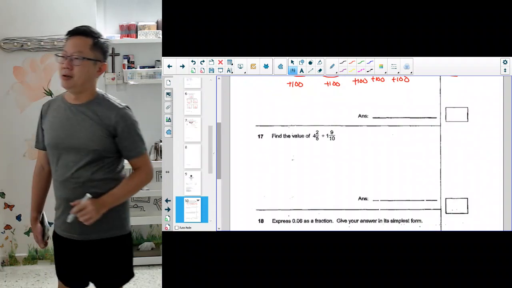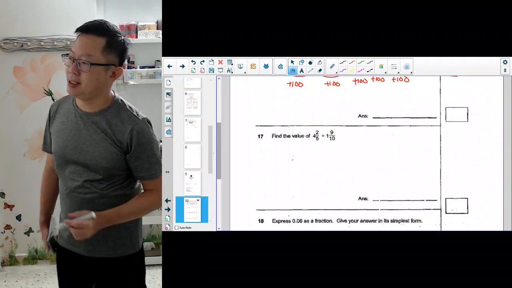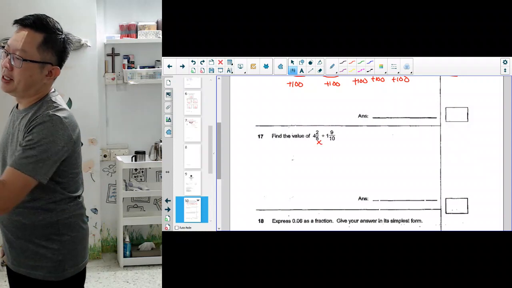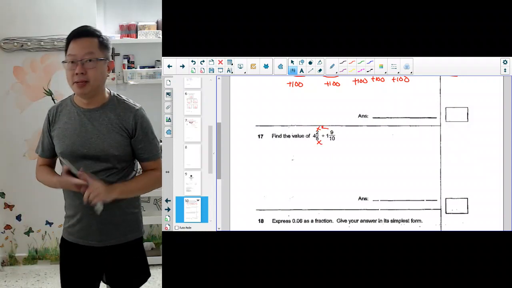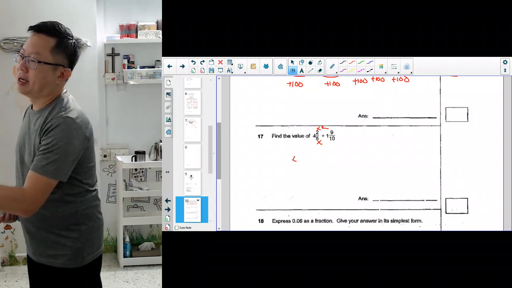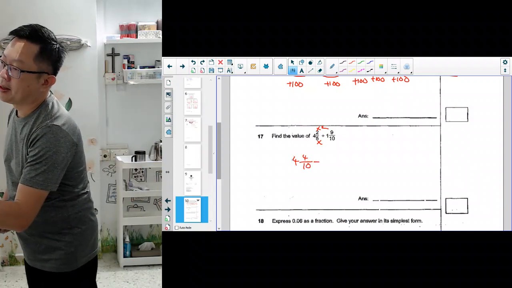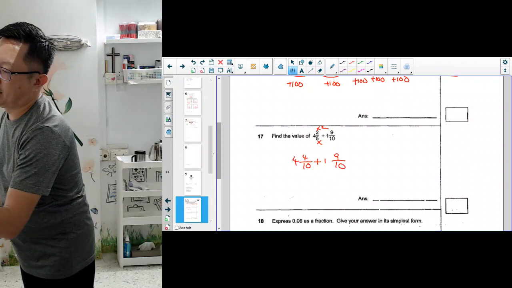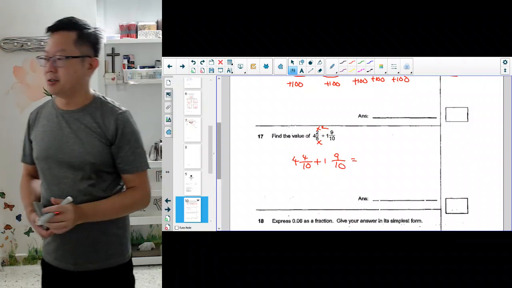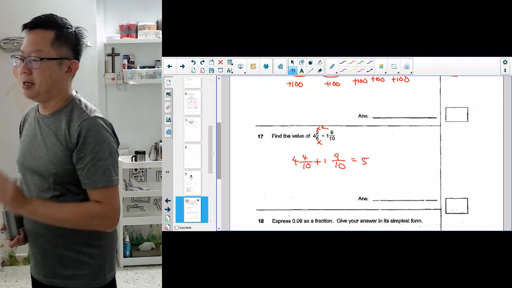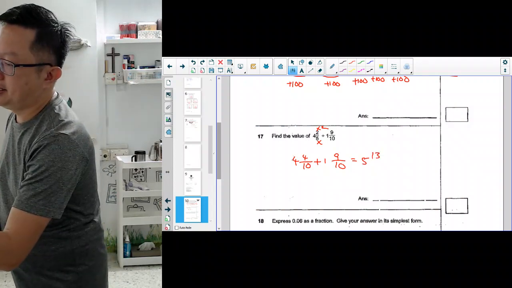You are tested on how to add fractions. So you will need to make the denominator the same. So when you have fractions, you always make the denominator the same. So you will get 4 and 4 over 10 plus 1 and 9 over 10. So how to add them? You add the whole number first. So 4 plus 1 is 5, and then 4 plus 9 is 13 out of 10.